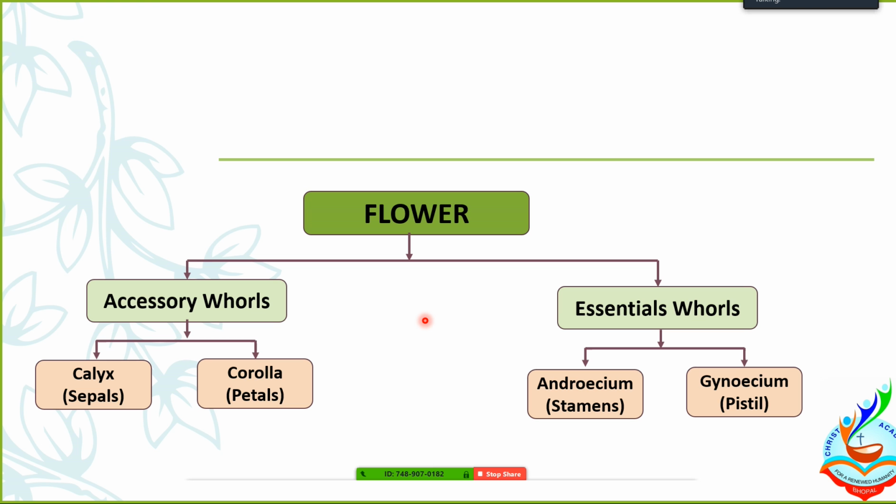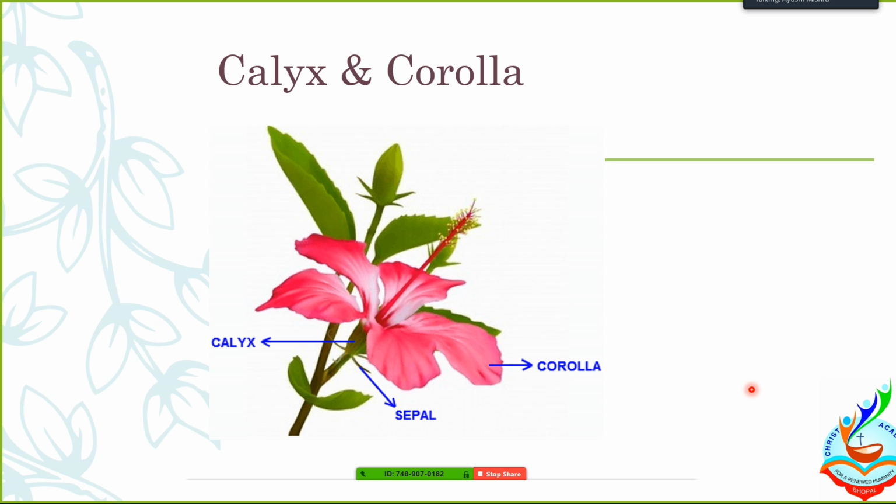Now, types of flowers. First is accessory whorls like calyx and corolla. These are not essential. These are accessory only. They increase the beauty of the flower, but they do not play an important role in the fertilization process. And androecium and gynoecium are the essential whorls. They are required because without them, the fertilization process does not take place in the plant. That's why we call them the essential whorls.